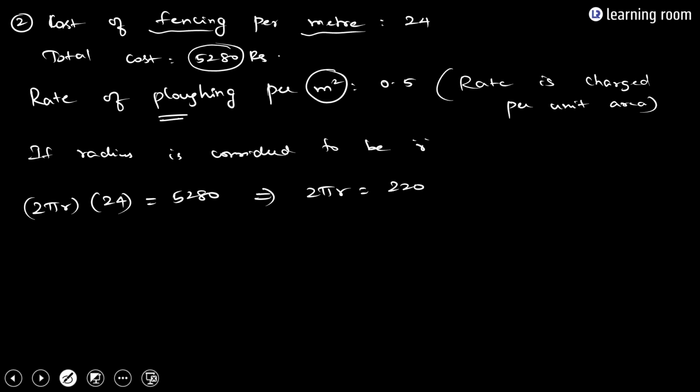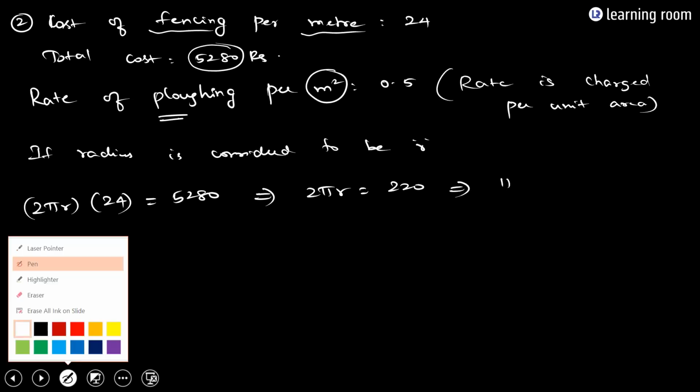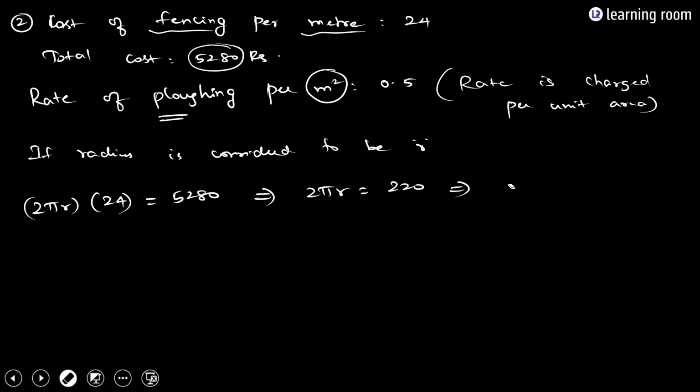Yeah. So it is 220 times, which implies 2 into pi into r is equal to 220. 2 into 22 by 7 into r is going to be equal to 220. So this and this will get cancelled. So it will go 5 times. So the radius of this particular field is going to be 35 meter.